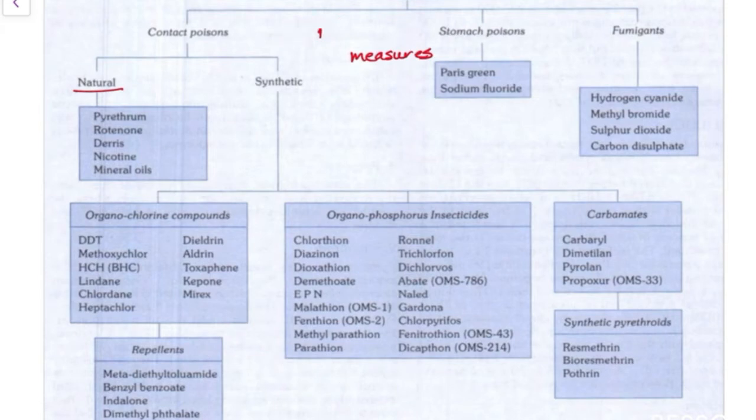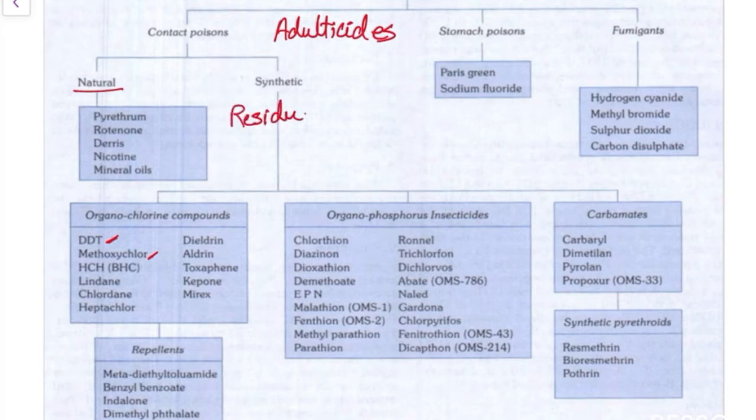Now talking about adulticides. In adulticides, we can use DDT and methoxychlor. DDT and methoxychlor are from the same group, and these can be used as residual spraying. In residual spraying, malathion can also be used, and fenthion, which are from the organophosphorus group. DDT and methoxychlor are from organochlorine, and malathion and fenthion are from the organophosphorus group.